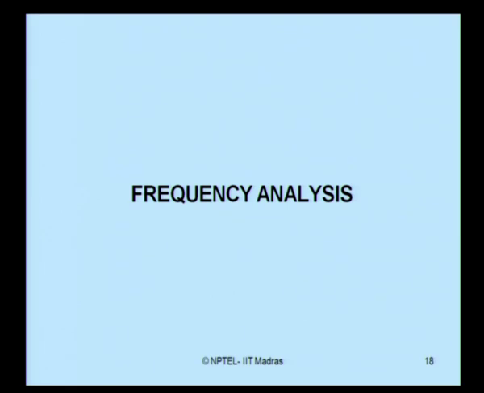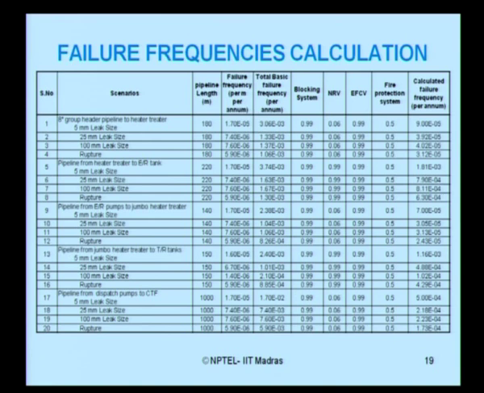After doing these kinds of analysis for jet fire, pool fire, etc., now I start doing what we call frequency analysis. I am looking for the failure frequency calculations. How do I get that? For example, I look at the pipeline segment. Let us say I consider a group header pipeline going to the heater treater. I am looking for all 4 scenarios: 5 mm, 25 mm, 100 mm and the catastrophic or full bore rupture. We already know the pipeline is 180 meters in length.